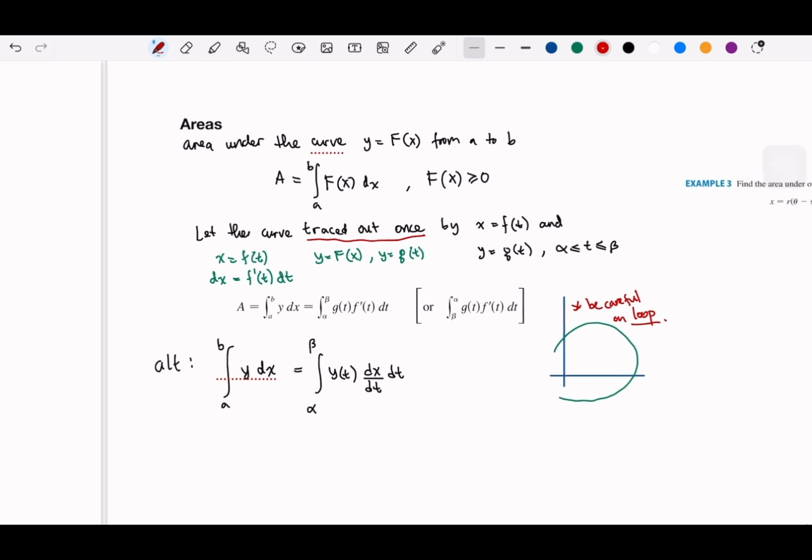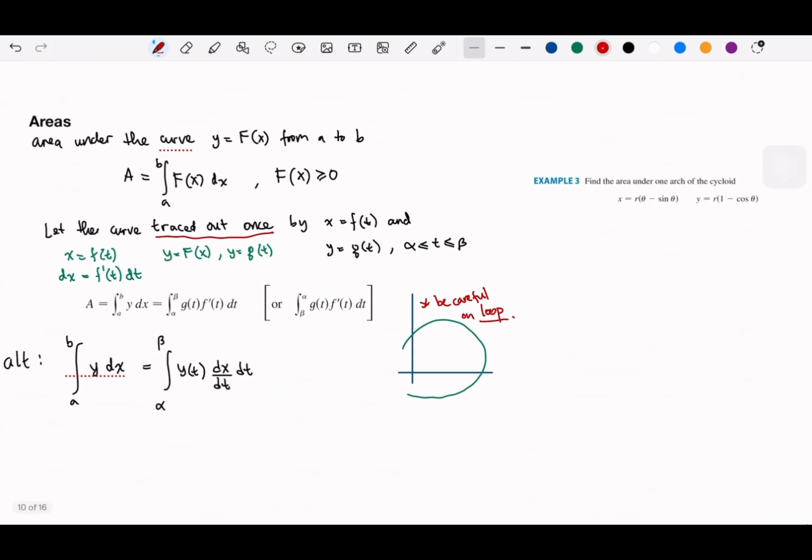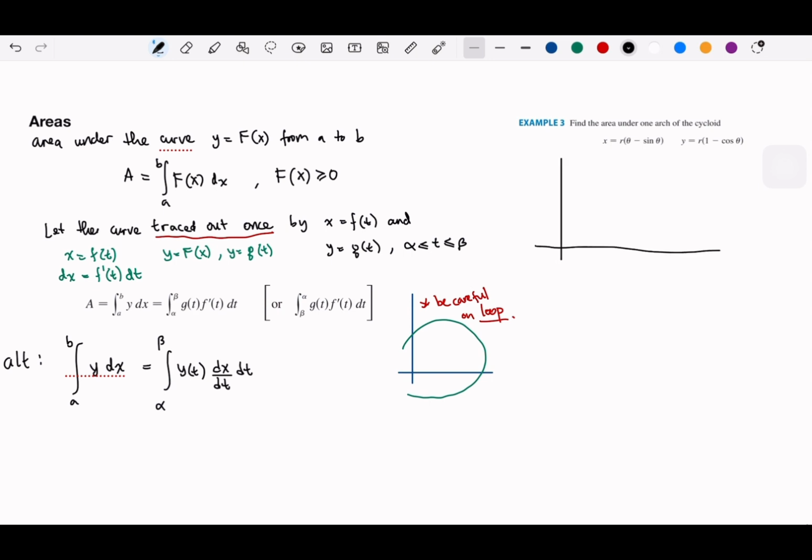Okay, now let me zoom out and look at the right side. Example 3: find the area under one arc of the cycloid. Well, what is a cycloid? I will explain just a little bit here. Let me explain from the beginning, just to help you understand what is happening here.